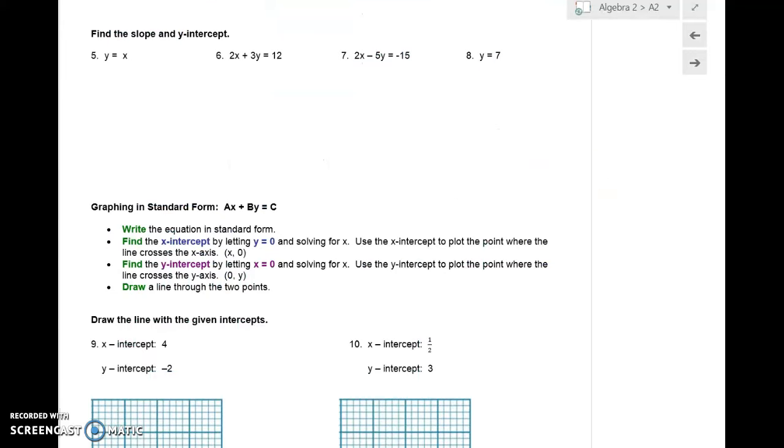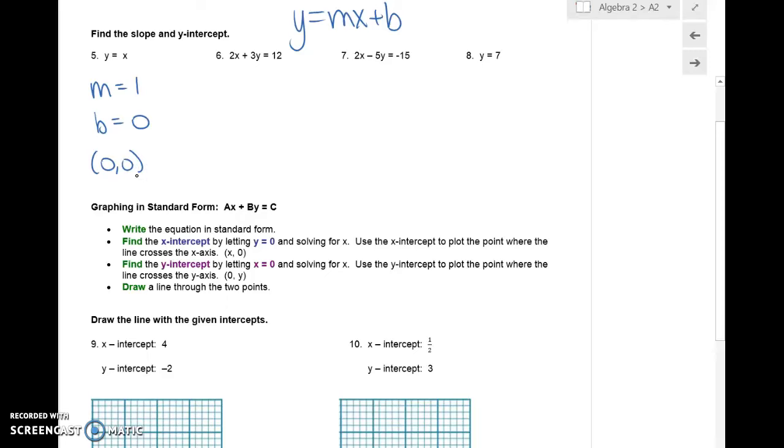This next page wants you to practice finding the slope and y-intercept based on a couple different types of equation. So remember, you want this to look like y equals mx plus b. If it doesn't, we might have to rewrite the equation. So take a look at number 5. What is the slope in number 5? The slope is 1. What is the y-intercept? 0. And that would be written as the point (0, 0).